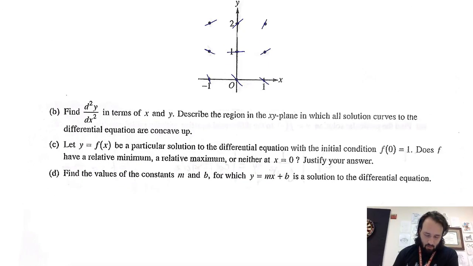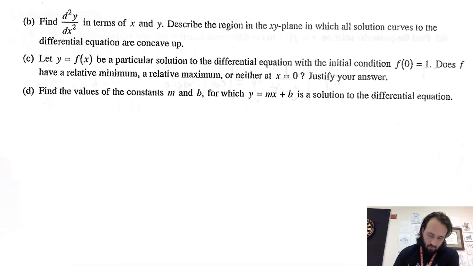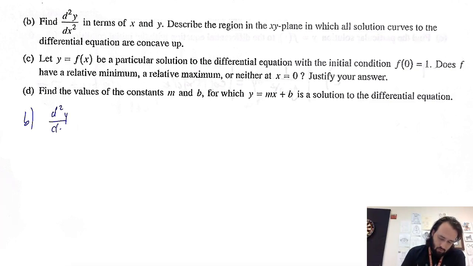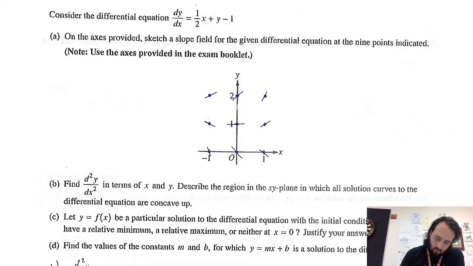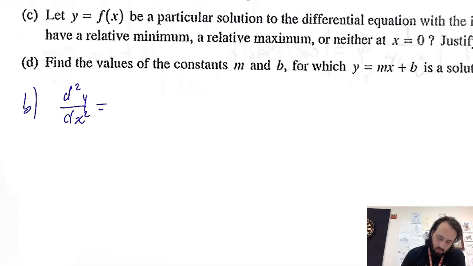There they are. All right, so part B, find the second derivative in terms of x and y, and then describe the region in which all solutions are concave up. So, to find d squared y dx squared, that will be the derivative of my function. So I need to do the derivative of that, 1/2 x plus y minus 1, which would be 1/2 plus y prime, minus 1 would be nothing, right?